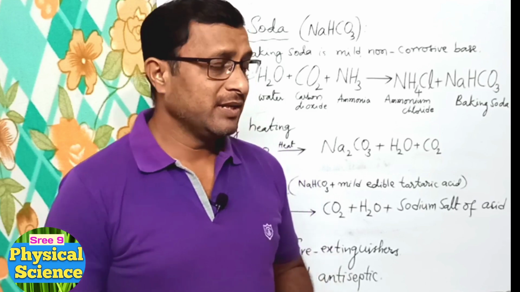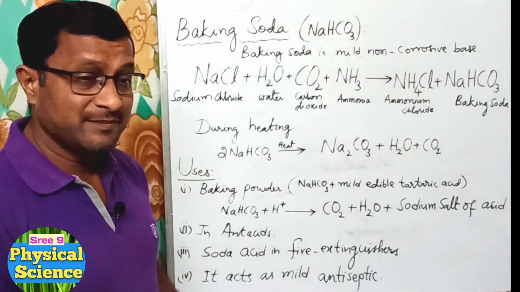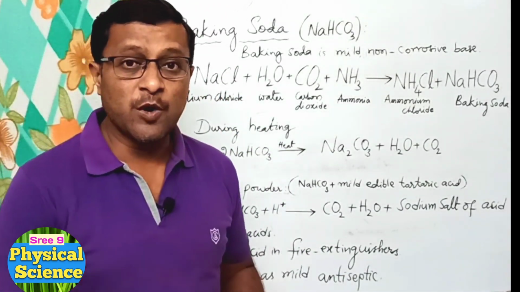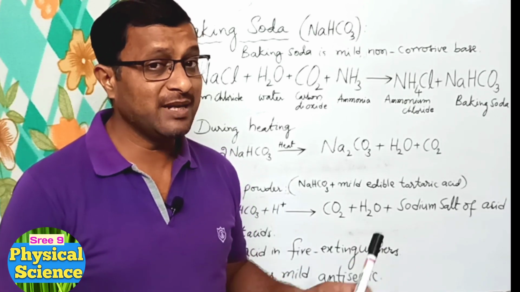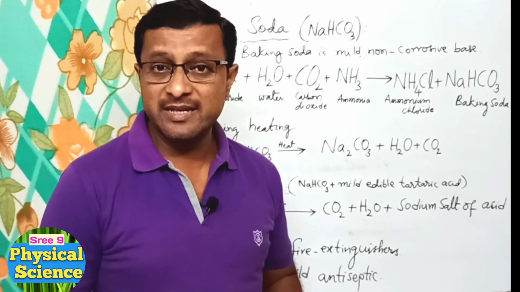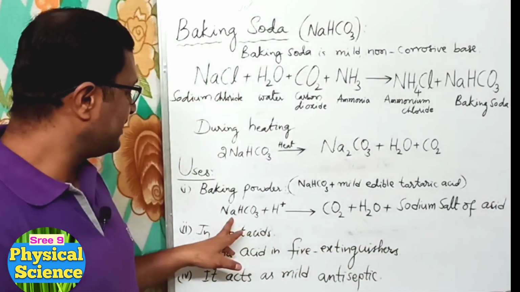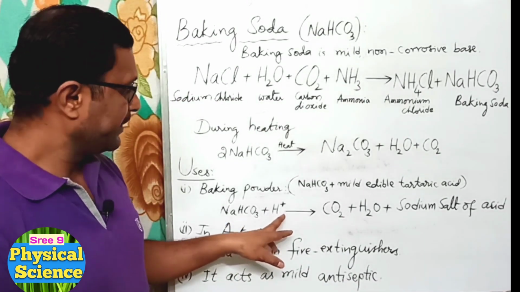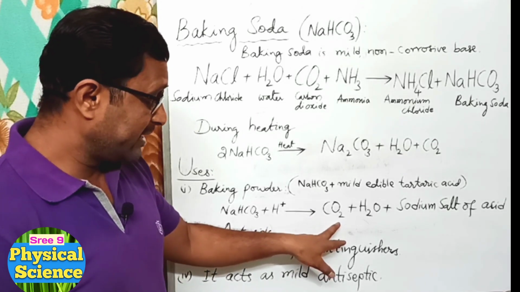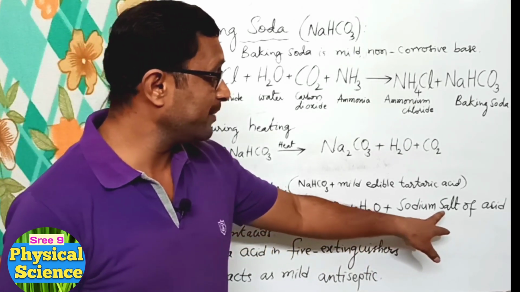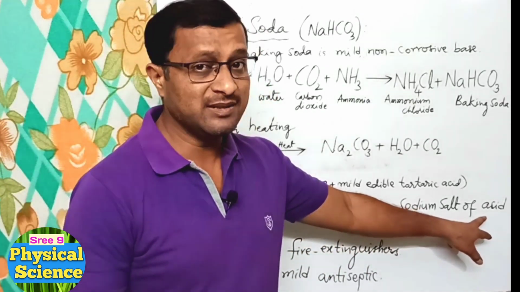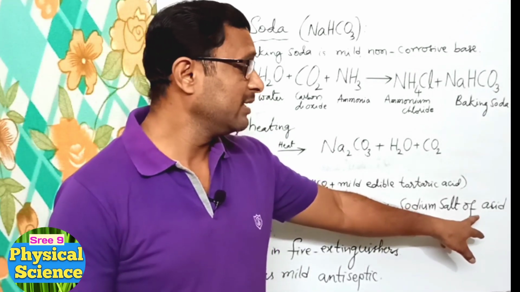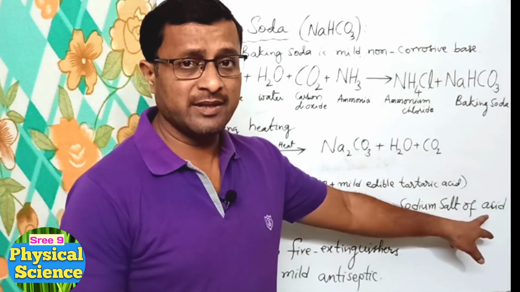Okay, right. Now what happens, let us see, when this baking powder is mixed in water or heated, this reaction takes place. That is NaHCO3 plus H+, this is from water, it gives carbon dioxide plus water plus sodium salt of the acid, which remains in the solution only.